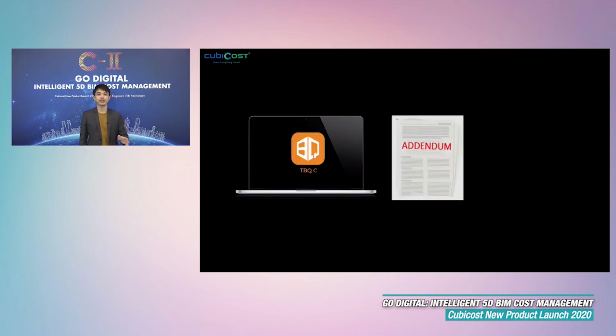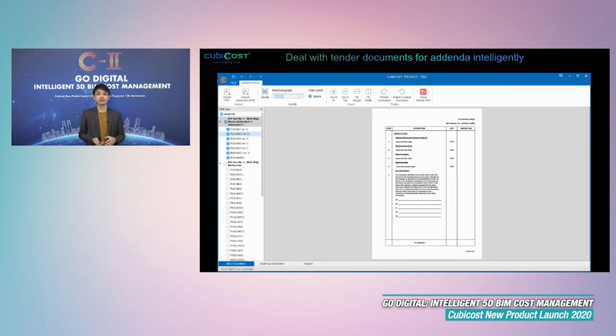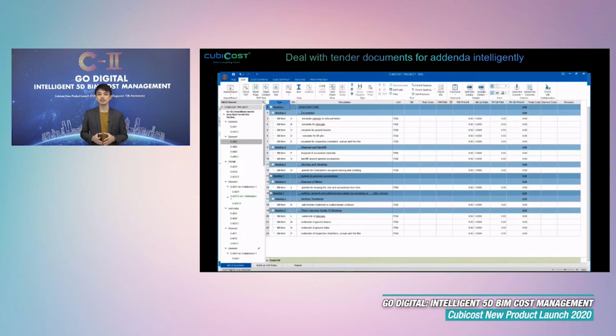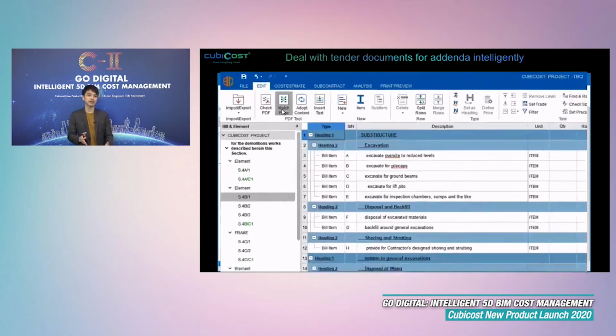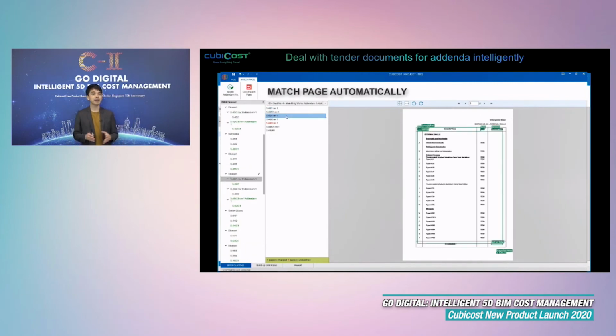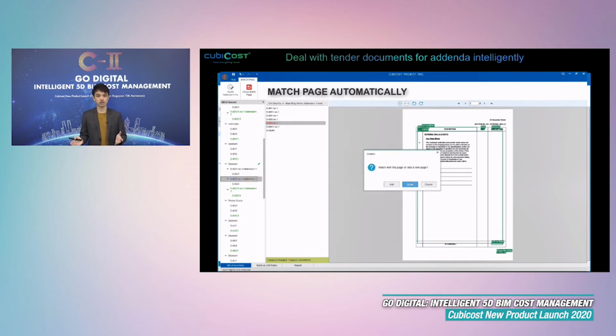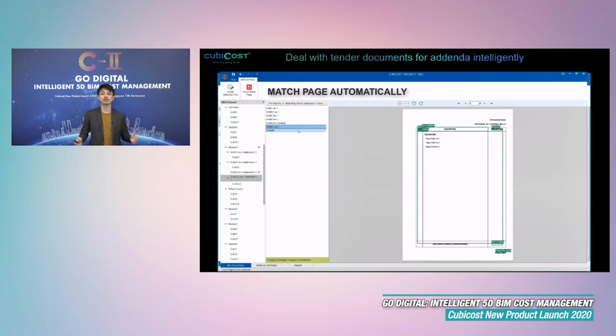However, TPQC can answer all these questions automatically by identifying the PDF file for the addenda. As I mentioned, TPQC is able to address addenda intelligently by comparing the two versions of the BQ in the project. Firstly, TPQC identifies the PDF file for an addendum automatically. Later, in match page, the different pages are found by TPQC and matched with the original ones in the previous version.